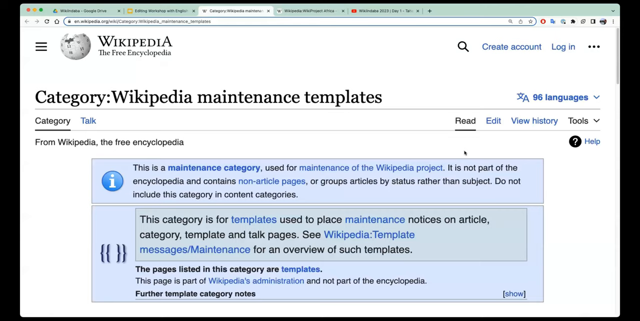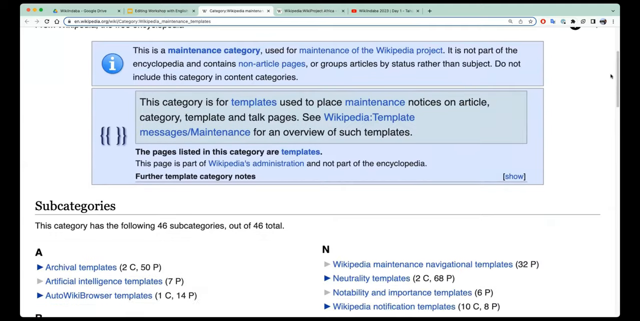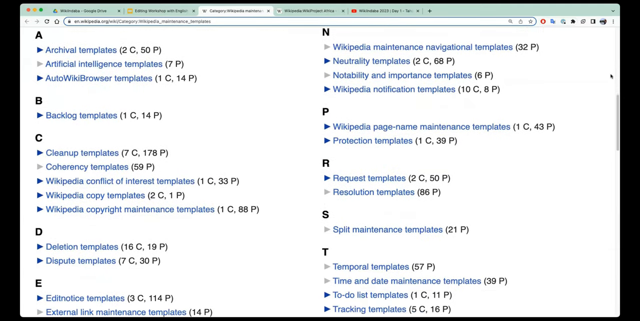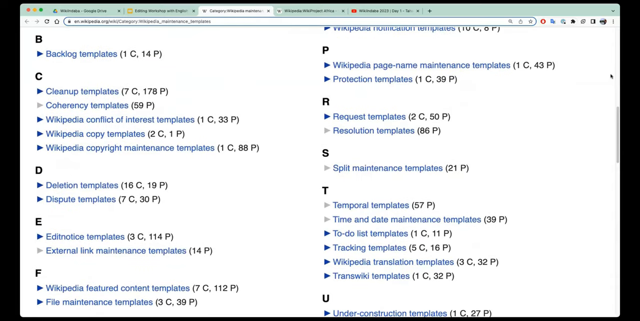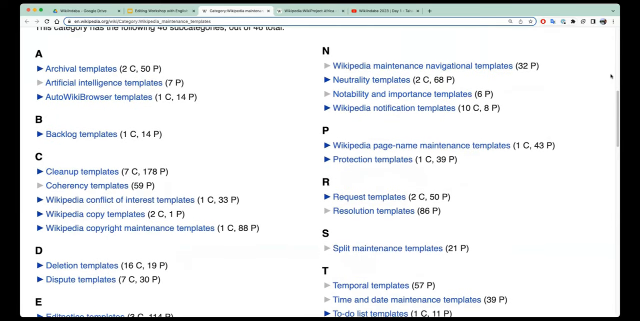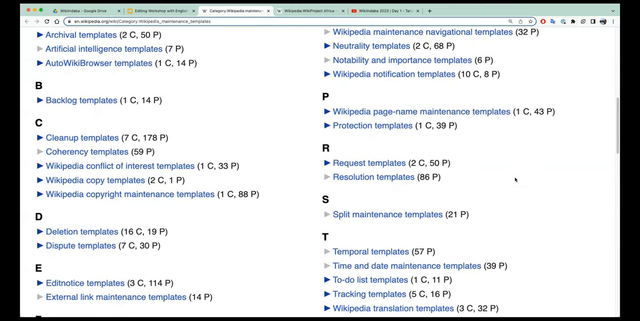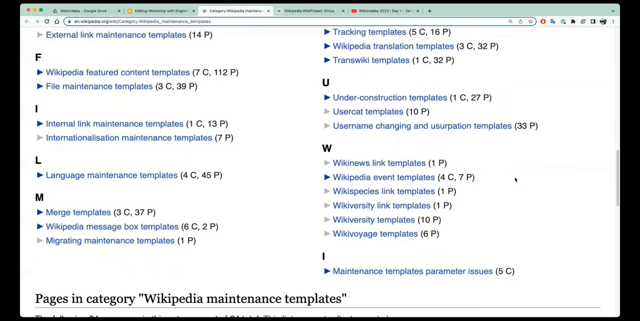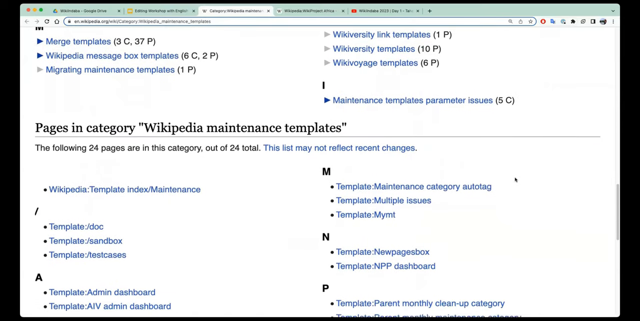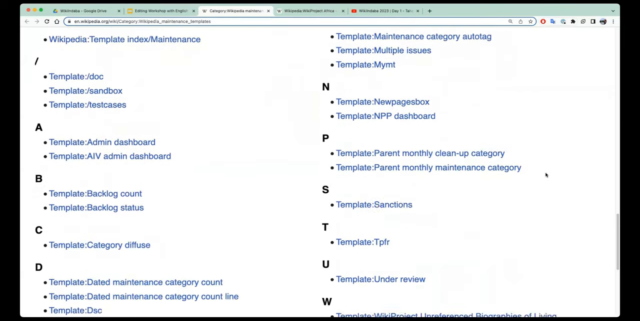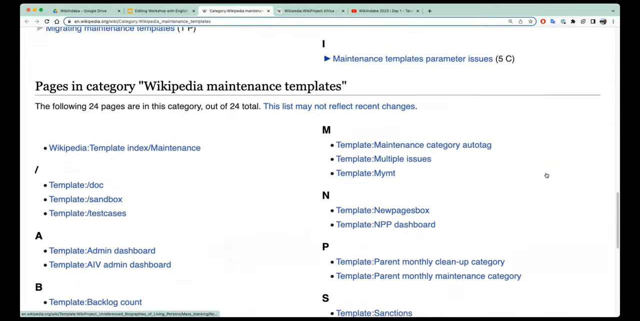Yeah. So maintenance templates, again, thousands of them. There are 178 different ones for cleanup templates, request templates, split maintenance templates. 43 of these, 10 of those, 16 of those. This is the tip of the iceberg, thousands of maintenance templates. And you've seen them. It will be at the top of the article and it will say this article is an orphan. You'll think, okay, that means I didn't link it to another article. No big deal, let somebody else deal with it.